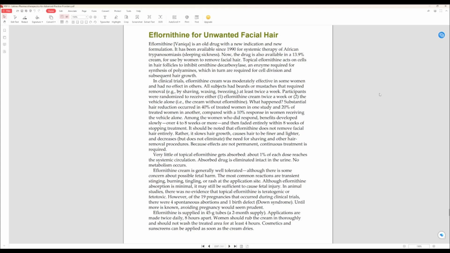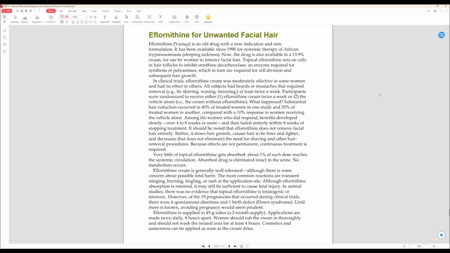Topical eflornithine acts on cells and hair follicles to inhibit ornithine decarboxylase, the enzyme required for the synthesis of polyamines, which in turn are required for cell division and subsequent hair growth.